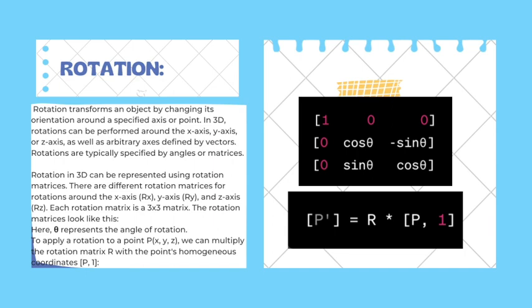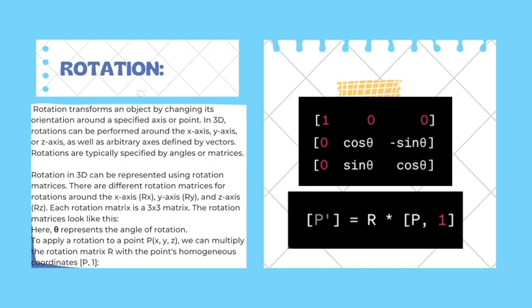There are different rotation matrices for rotation around the x-axis, that is Rx, the y-axis, that is Ry, and the z-axis, that is Rz. Each rotation matrix is a 3x3 matrix. The rotation matrix looks like the following figure. Here 1 0 0, 0 cos theta minus sin theta, 0 sin theta cos theta. Here theta represents the angle of rotation. To apply a rotation to a point P of x, y, z, we can multiply the rotation matrix R with the point's homogeneous coordinate p, 1, which can be shown in the figure. P dash is equal to R star p, 1.